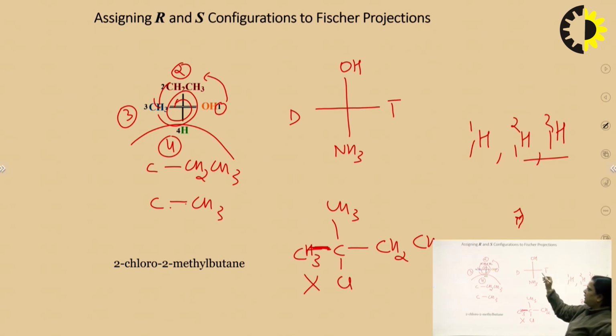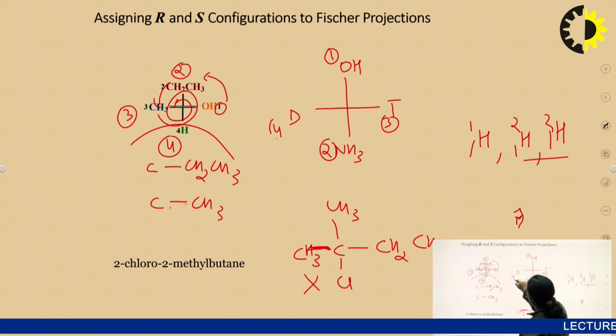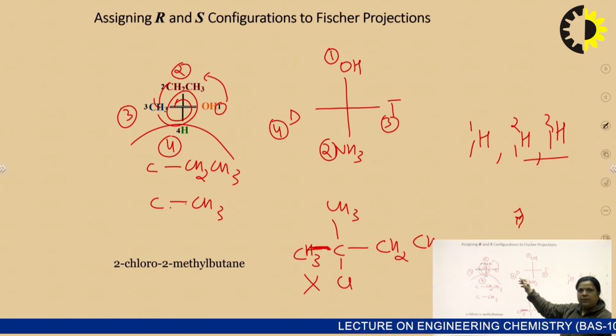But here we see that this carbon is directly attached with oxygen and nitrogen. The atomic number of oxygen and nitrogen is more than hydrogen. So number 1 priority is given to oxygen, number 2 priority to nitrogen, and then comes hydrogen. And since the atomic weight of tritium is 3, number 3 is tritium and number 4 is deuterium. Now check number 4, either above or below the plane. So in this case, it is neither above nor below.